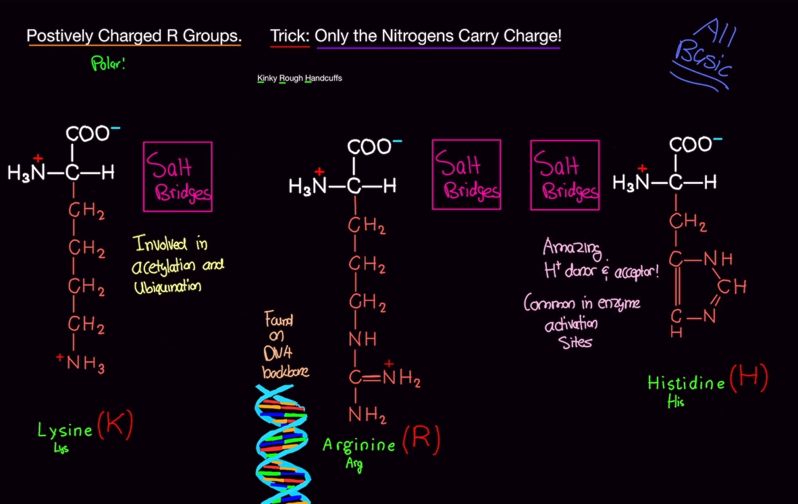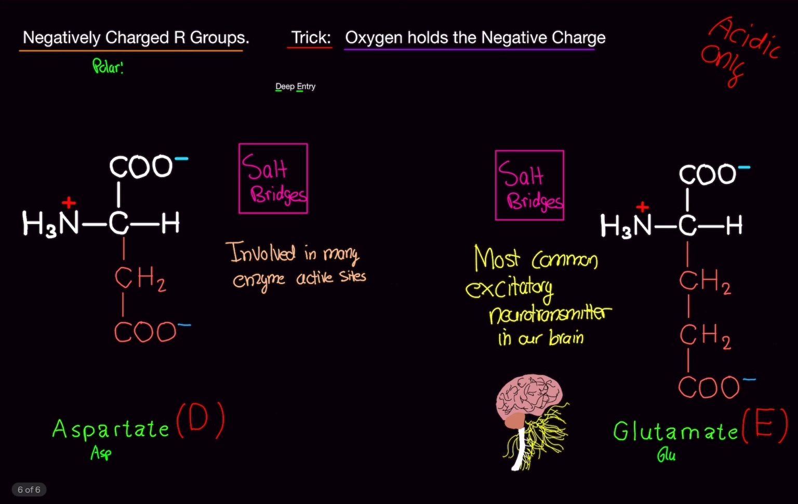Oh, wait. I almost forgot. The mnemonic for positively charged R groups is kinky rough handcuffs. And the negatively charged one is deep entry. So yeah, okay, we're done.